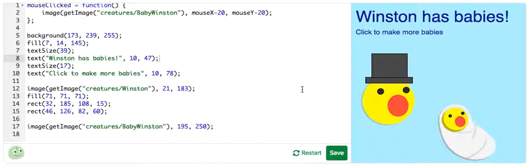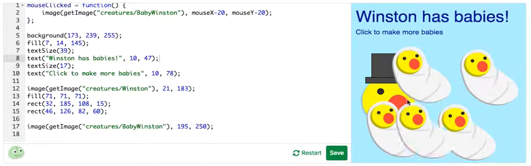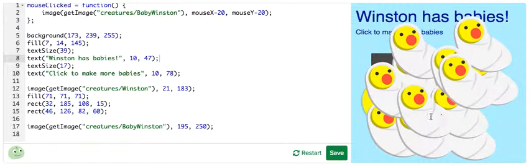Here's what that scene would look like as a standalone program. The program draws the static part of the scene here, and then in mouse clicked, it draws baby Winston images at the clicked mouse location, layering them on top of whatever was already drawn. How would we integrate that into our multi-scene program or storybook we've been working on?